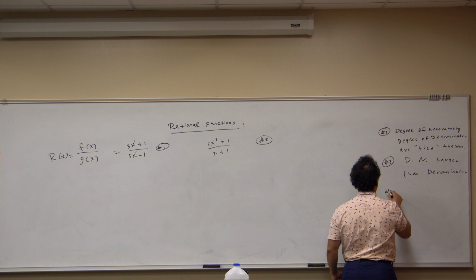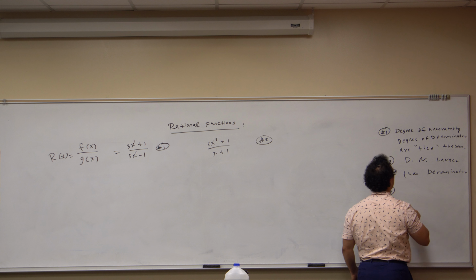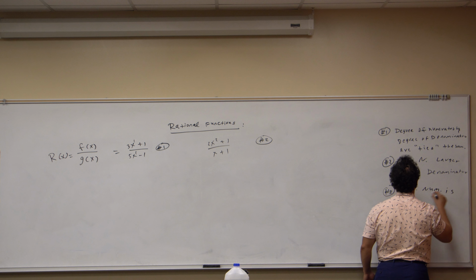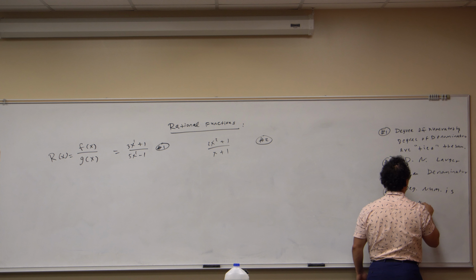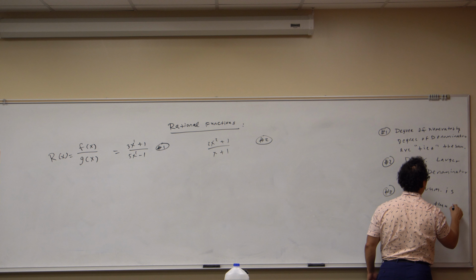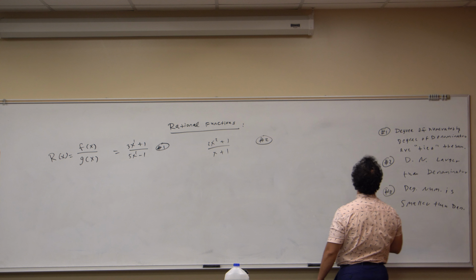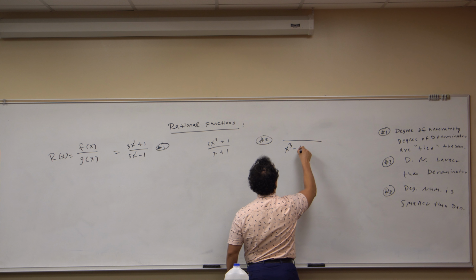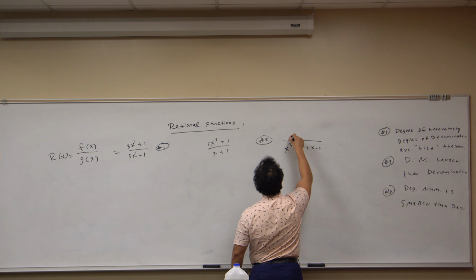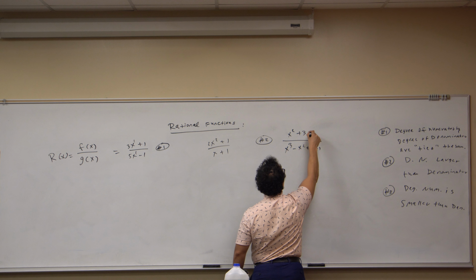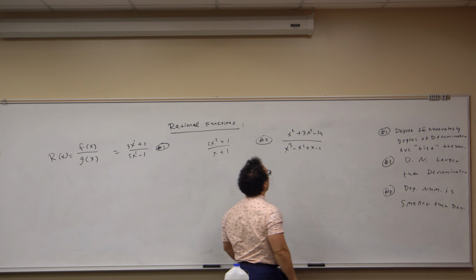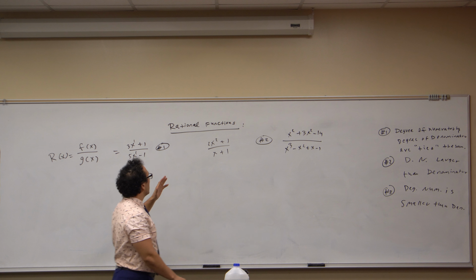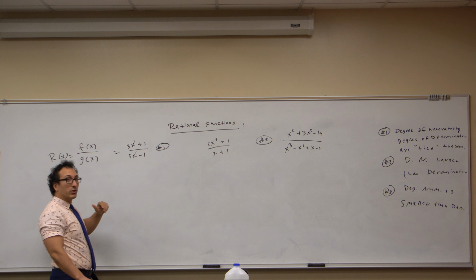And this is the third case, where the degree of the numerator, you guessed it, is smaller than the denominator. So let's say x cubed minus x squared plus x minus 1, and over here I have x squared plus 3x squared minus 14. Here the degree of the denominator is larger. So these are all three rational functions.